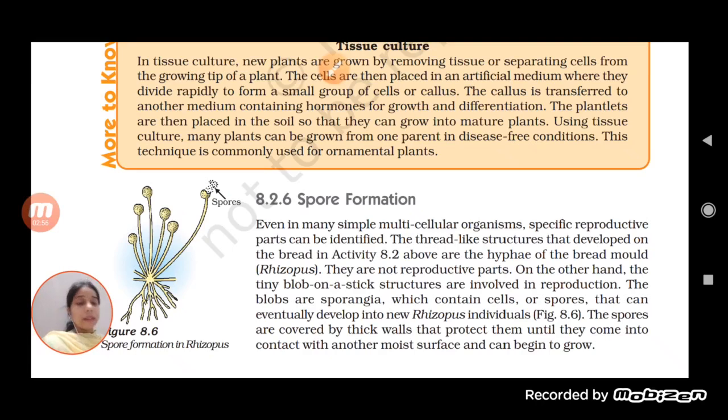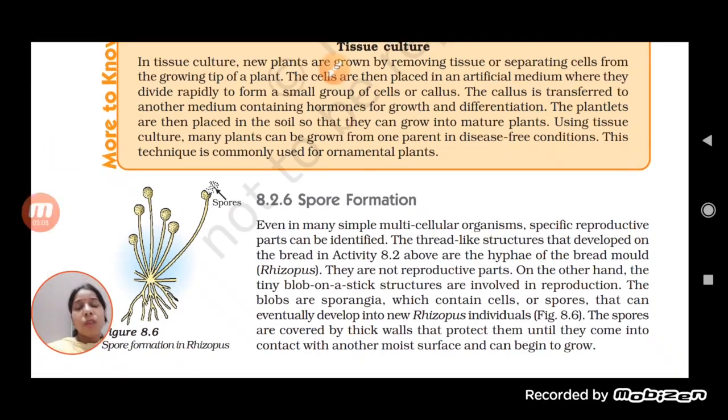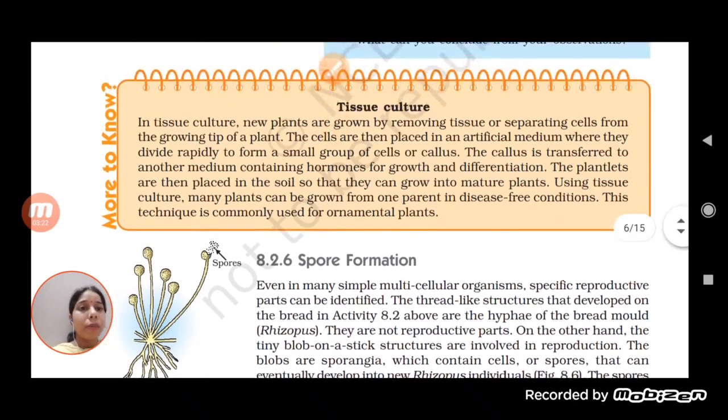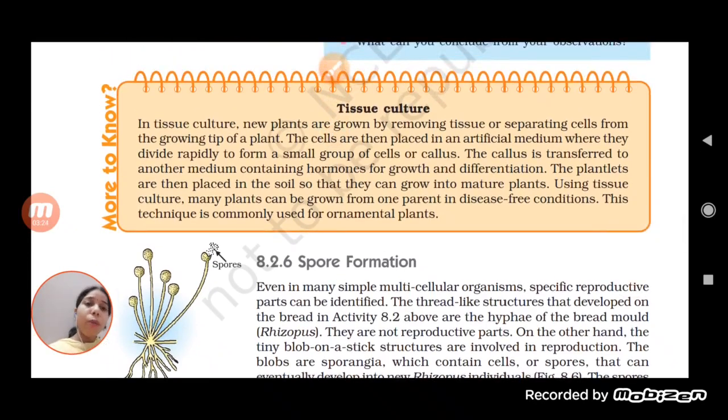There is another method, students, which is the latest method you can say, and it is important: tissue culture. So what is tissue culture, students? Tissue culture is basically a new technique by which we can generate a new plant. And why are we saying that it is a new technique? See here, it is written that in tissue culture new plants are grown by removing the tissue or separating cells from the growing tip of the plant.